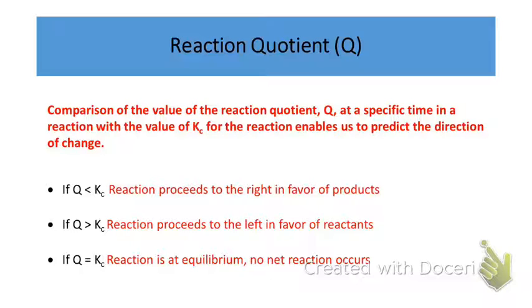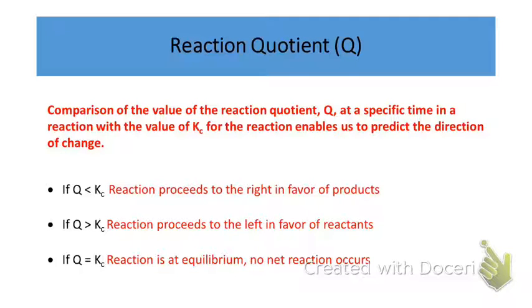So, comparing the value of the reactant quotient, Q, at a specific time in a reaction with the value of Kc for that reaction enables us to predict the direction that the reaction is going. What you have to understand is being able to take the value of Q and compare it to the value of Kc for the reaction. That comparison should lead you to one of three things: the reaction is still going to the right, or the reaction is going to the left, or the reaction has established equilibrium. Okay? Now, how do we know this?